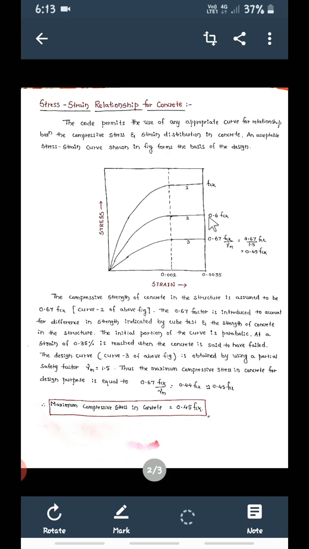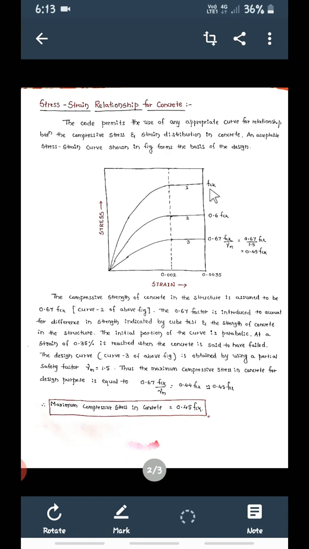0.67 factor. Why do we have to multiply this 0.67 to this fck? The 0.67 fck is introduced to account for the difference in strength indicated by the cube test. Okay, now why is this 0.67 multiplied, making it lesser than this fck?